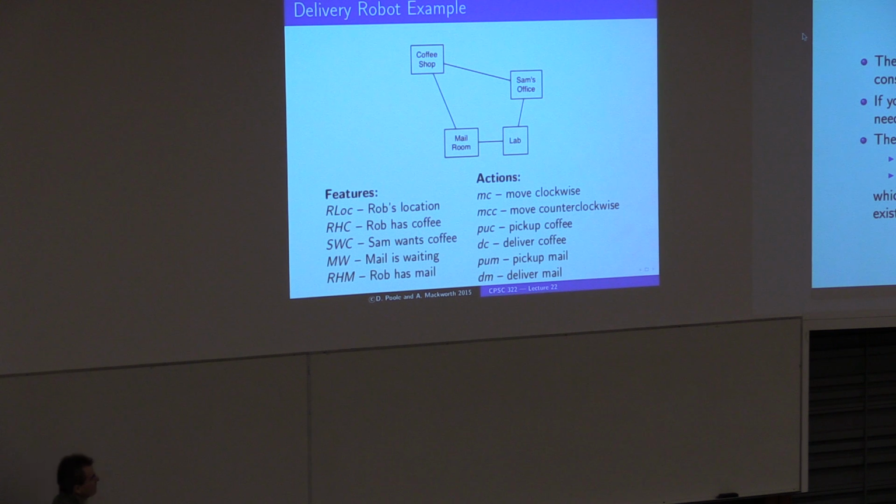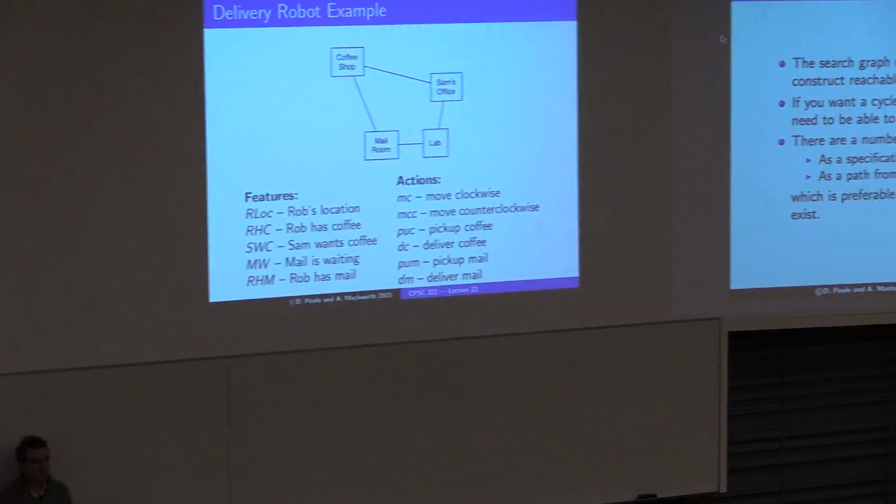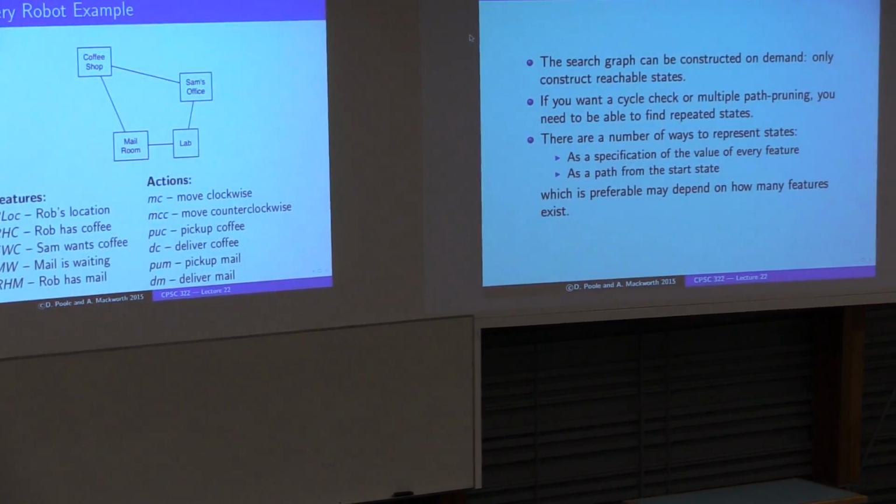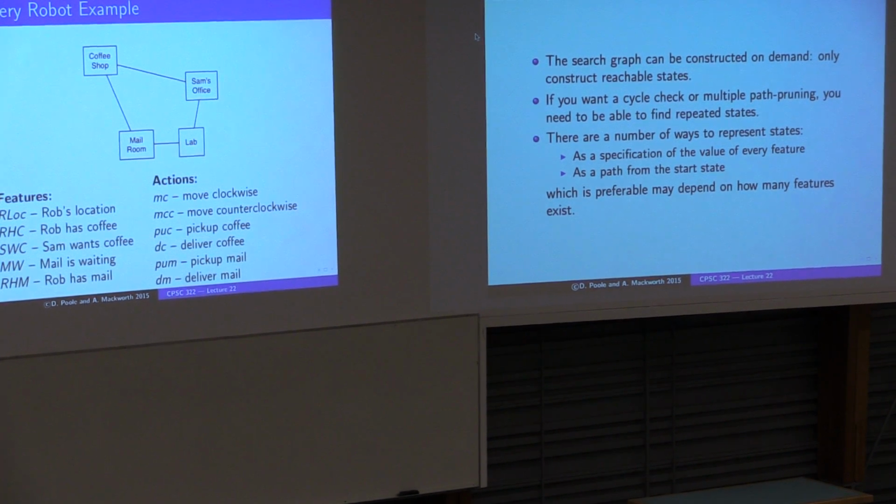And the second one is if we wanted to cycle check or do multiple path pruning, we need to be able to find repeated states. And that depends on how we represent the states. There are a few ways of representing the states. One is a specification of a value to every feature. It turns out this is actually very expensive, because every time you do an action, you have to recopy this whole data structure. If you have enough features, this becomes unmanageable.